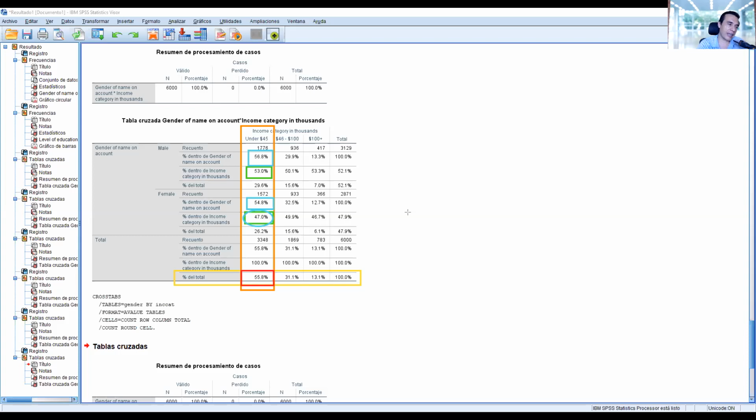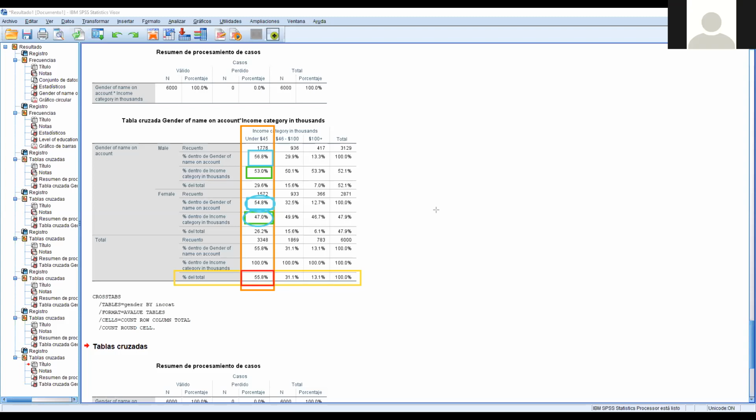It's important to get the difference between that one and the 54, the one that is above, because if you read the above one, can you say both of them? Of course. So let me repeat it. 47% of people with under 45,000 pesos per year are female. Now I'm going to say 54. 54.8% of female have under $45,000 of income per year.